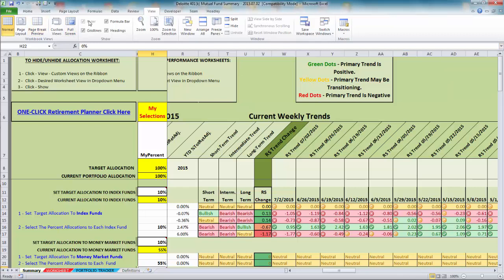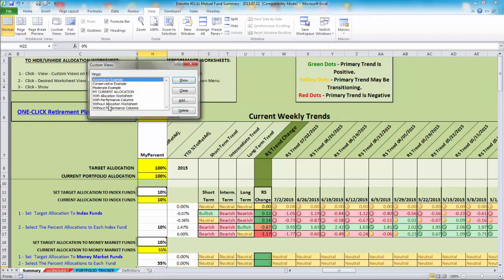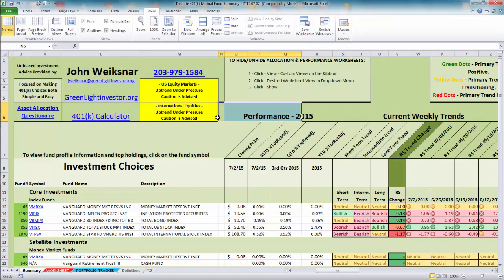I'll save these, and then I'm going to go back to the view, go back to the with performance columns, click show, and we'll go back to our original worksheet. That's all there is to making choices for managing your 401k. I hope it's been helpful and has given you some ideas and resources for managing your 401k.